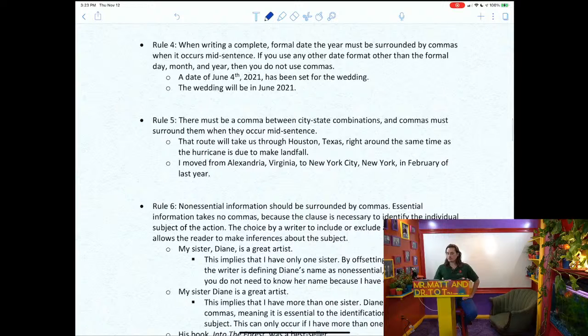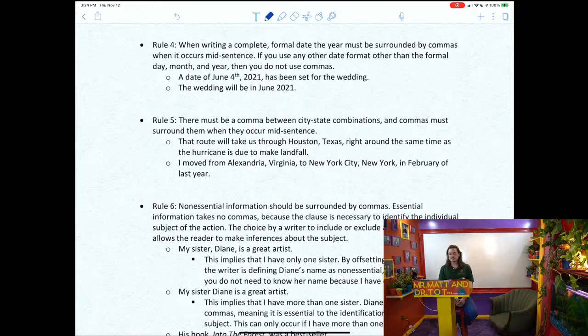Rule number 4, when writing a complete formal date, the year must be surrounded by commas when it occurs mid-sentence. If you use any other date format other than the formal day, month, and year, then you do not use commas. So for example, a date of June 4th, 2021 has been set for the wedding. Notice that the year, because it's in the formal date format, and it occurs mid-sentence, the year is surrounded by commas.